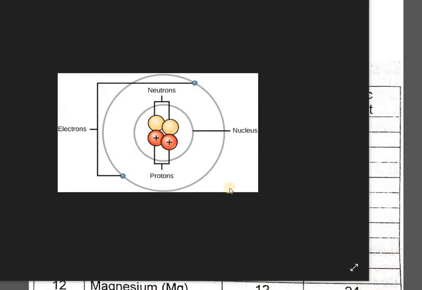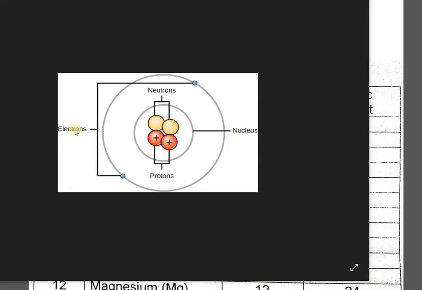Just have a look at this particular diagram. You will find the electrons are found revolving in these circular orbits, which are also called energy levels or energy shells. In the center there is the nucleus, which is positively charged because of the presence of these protons, which are positively charged, and these neutrons, which have no charge. So the overall charge which appears on the nucleus is the positive charge.